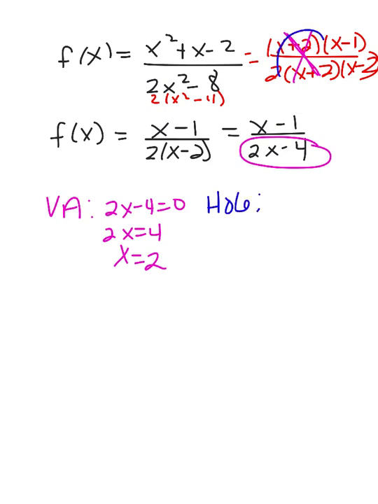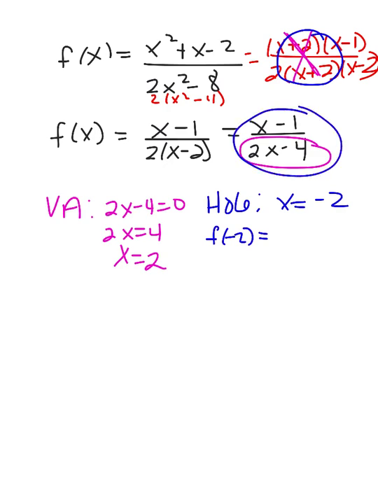The hole is here at x equals negative 2. So you have to plug negative 2 into the cleaned up version, so f of negative 2, into the cleaned up version to find the y coordinate. So it's negative 2 minus 1 over 2 times negative 2 minus 4. So that's negative 3 over negative 8. So the hole is at negative 2 comma 3/8.